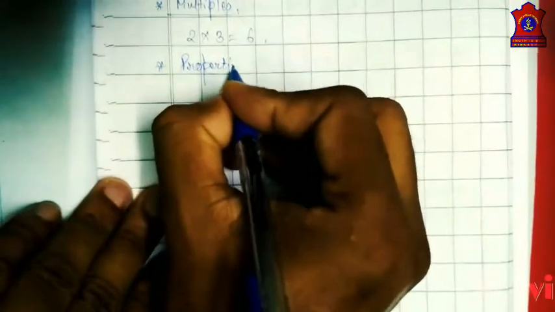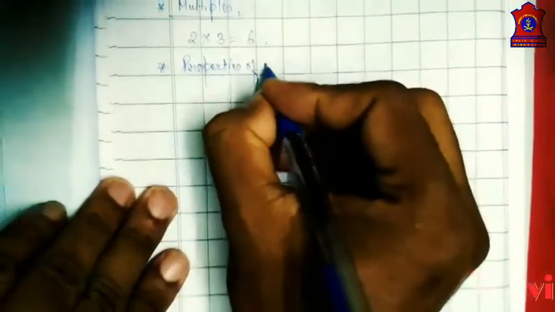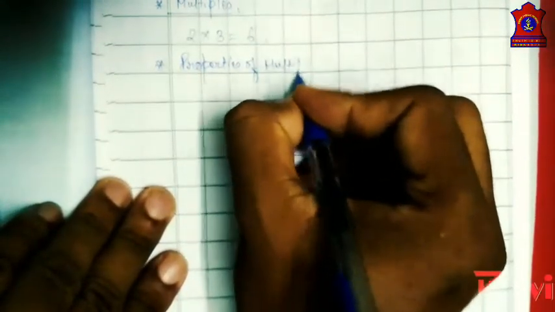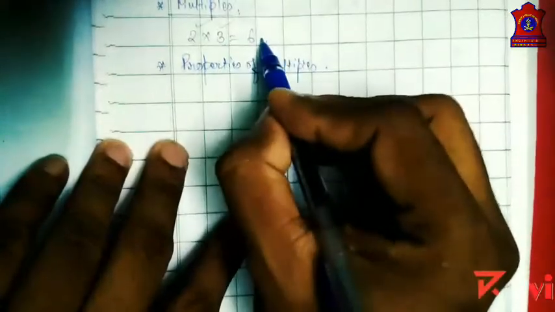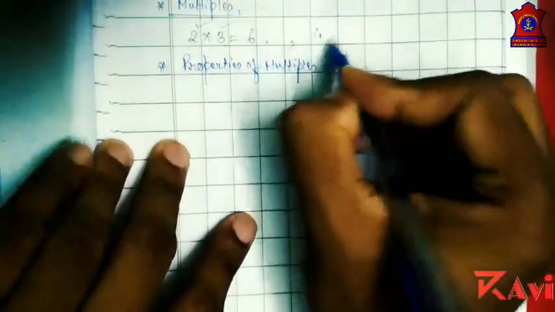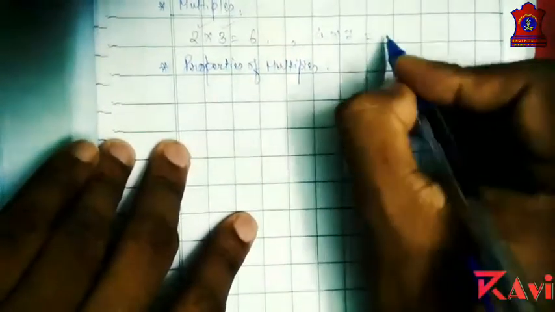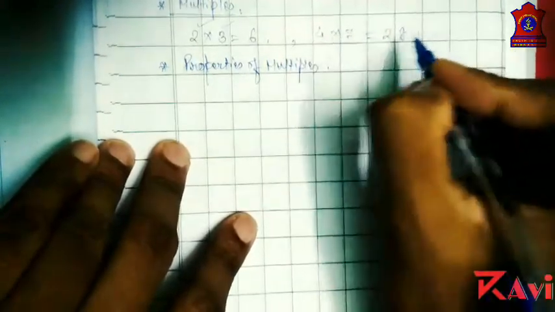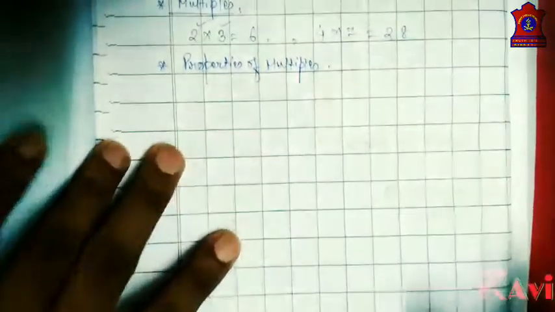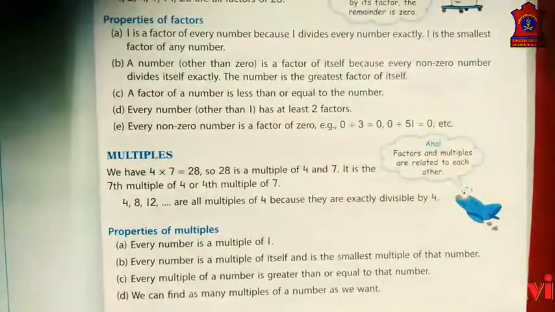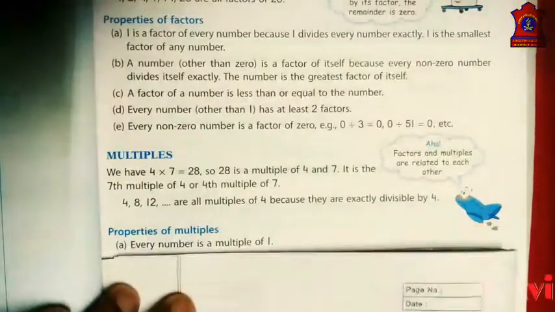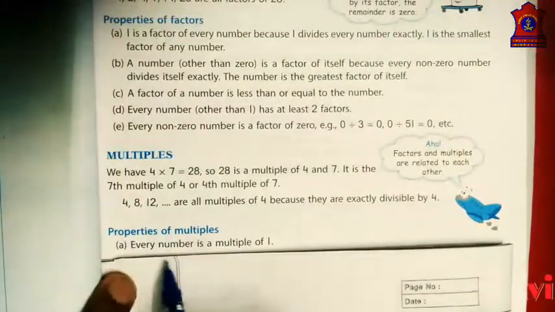Properties of multiples. 2 and 3 are the factors of 6. Similarly, 4 and 7 are the factors of 28. Clear? Understood? Now properties of multiples. What are the properties of a multiple? Okay, so here we are going to learn about the first property of multiples.